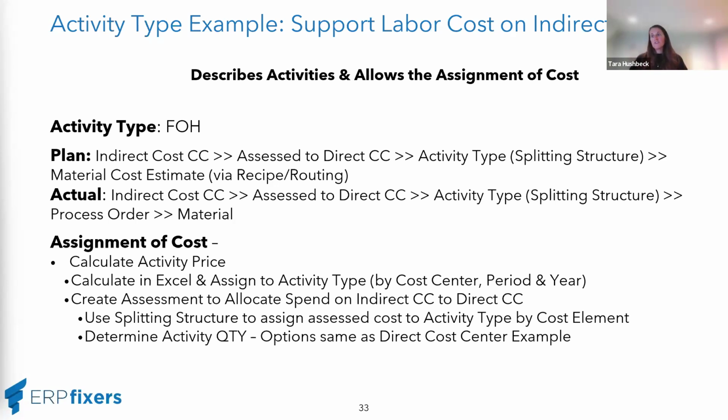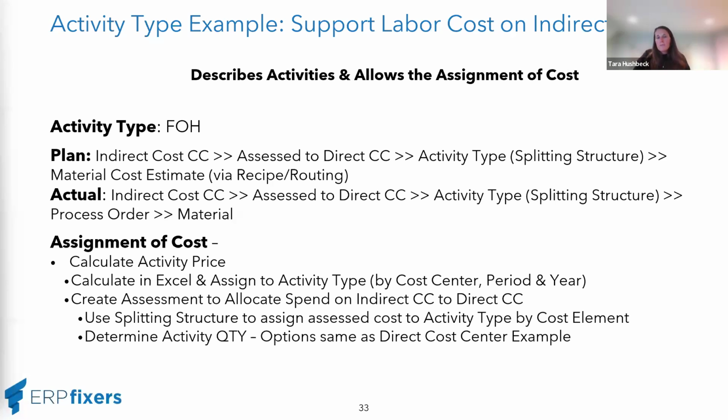Again, there's many different options for this, but one option is to create an assessment, which is going to allocate spend from that indirect cost center to a direct cost center. And then use a splitting structure to assign how much of that assessed cost should go to which activity type, by cost element, should go to activity type FOH by cost element. And then again, you're going to determine your quantity just as you could determine your quantity in that first bucket on your direct cost center.